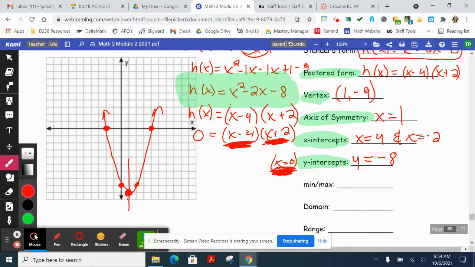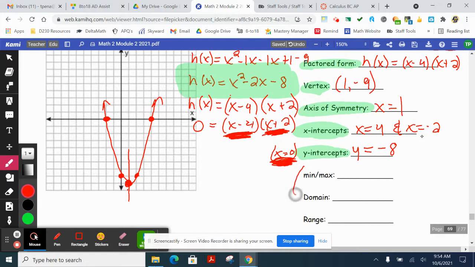And then once we have the graph, that should allow us to hopefully be able to do these. So now do the max or min, tell me what it is, the domain, and then the range. And I would propose the easiest way is just look at your graph.